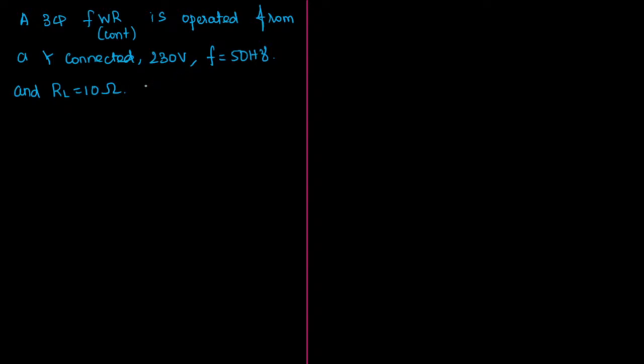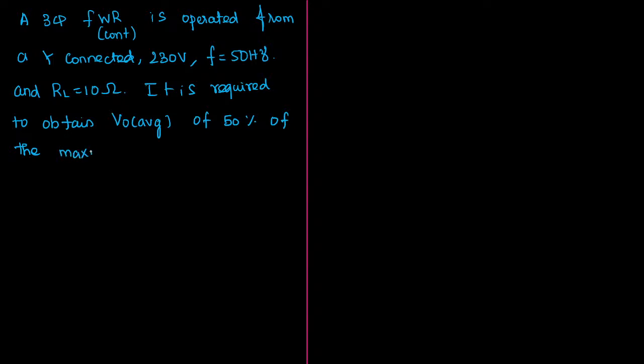Now it is required to obtain V naught average of 50% of the maximum possible output voltage. Maximum possible output voltage.